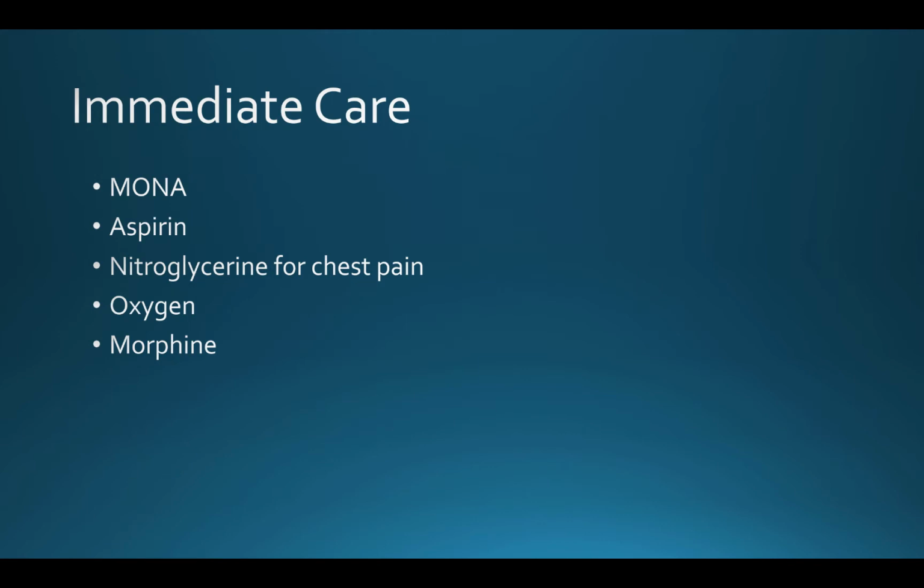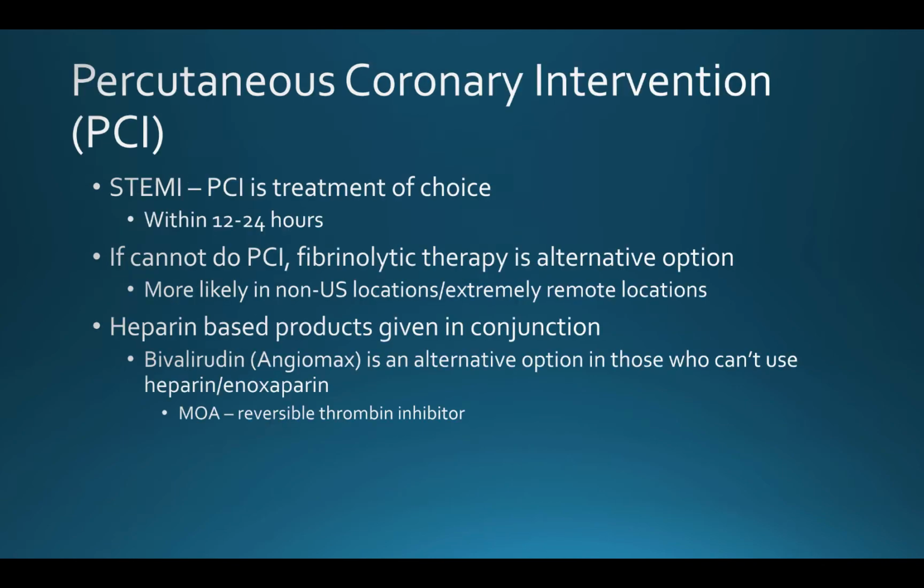Immediate care in the setting of chest pain, STEMI, that type of situation, myocardial infarction: just remember the acronym MONA. That'll give you a good sense of the direction there. Aspirin, morphine, oxygen, nitroglycerin. Important to remember that acronym in the immediate care setting of an acute coronary syndrome situation.